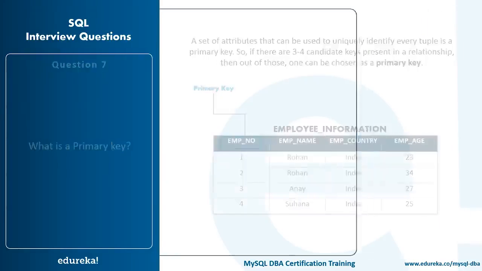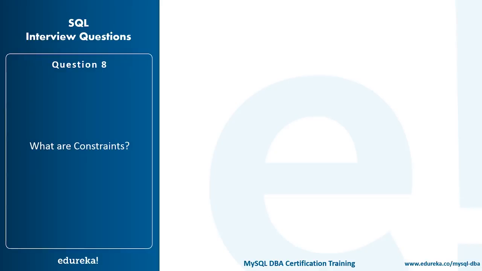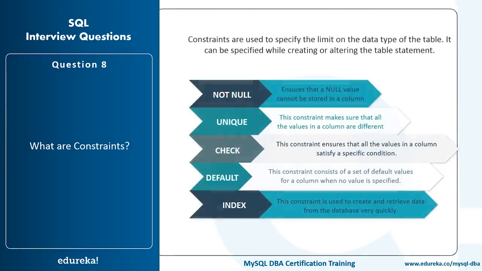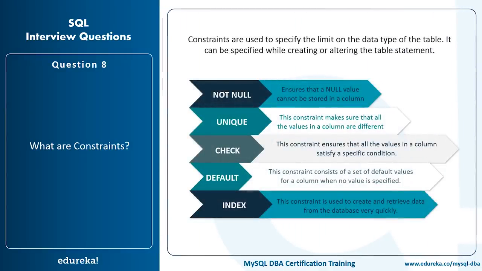Now let's move on to our next question, that is, what are constraints? So constraints are basically used to specify the limit of the data type of the table, right? So whenever you're creating a table, you can use the constraints to set a limit on the data type of the table. It can be specified either while creating the table or while altering the table statements. So it can basically be specified in both ways.